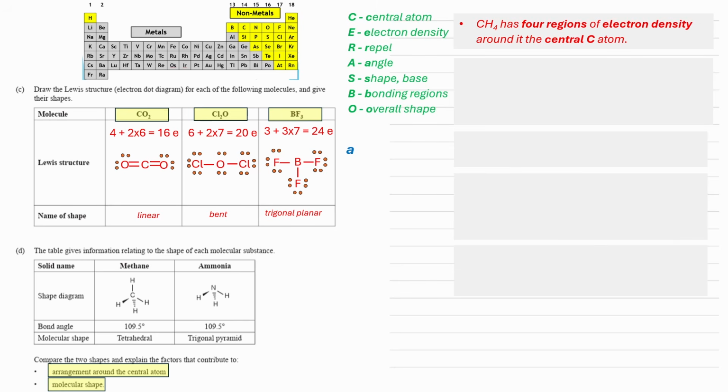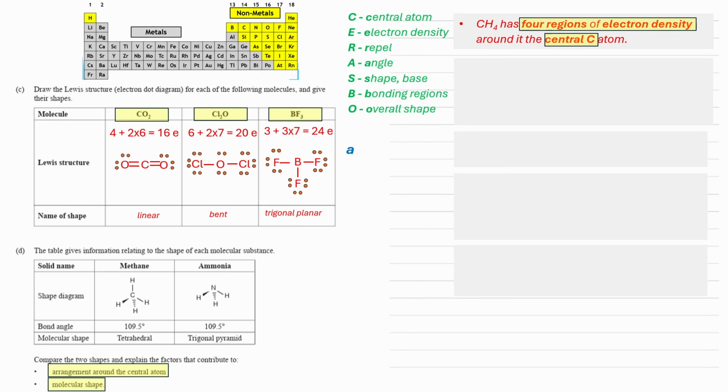shape of each molecular substance. So we've got methane, its shape is tetrahedral, ammonia, its shape is trigonal pyramid, and they both have angles of 109.5. We need to compare the 2 shapes and explain the factors that contribute to the arrangement around the central atom and the molecular shape.